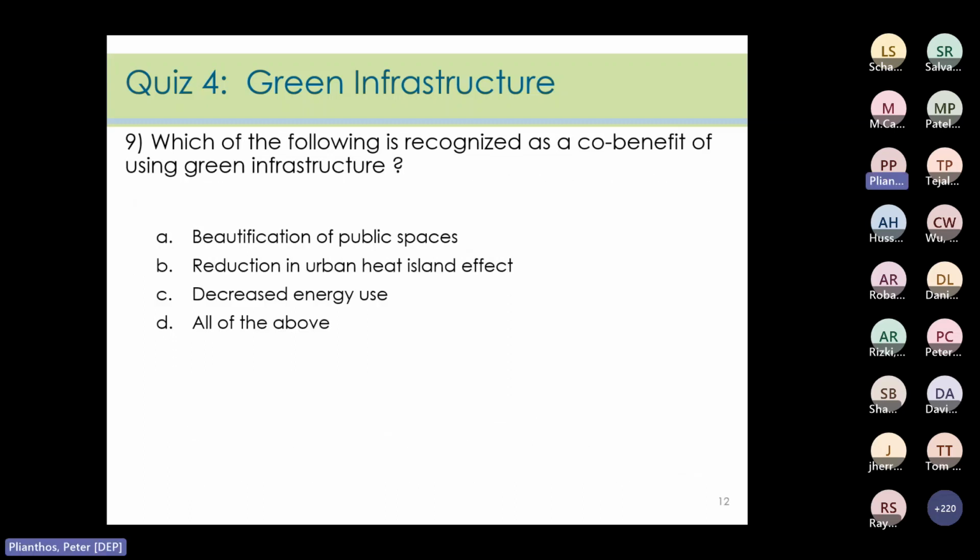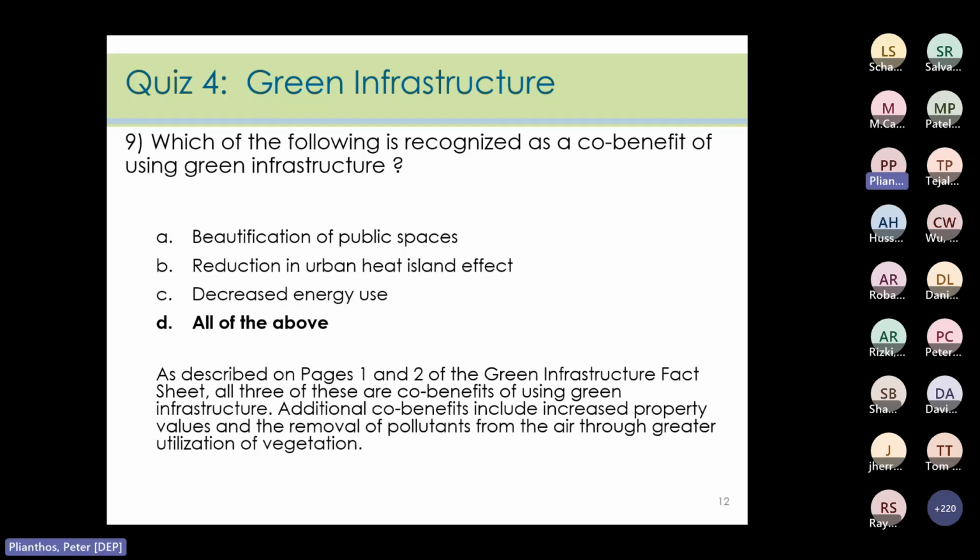Number 9, which of the following is recognized as a co-benefit of using green infrastructure? And the answer is all of the above. As described on pages 1 and 2 of the green infrastructure fact sheet, all 3 of these are environmental, social, and economic co-benefits of using green infrastructure. Additional co-benefits include increased property values and the removal of pollutants from the air through greater utilization of vegetation.